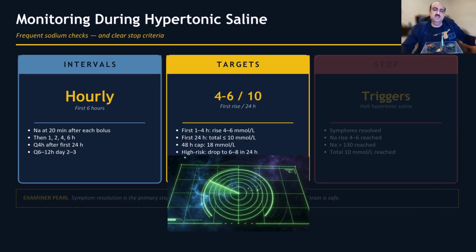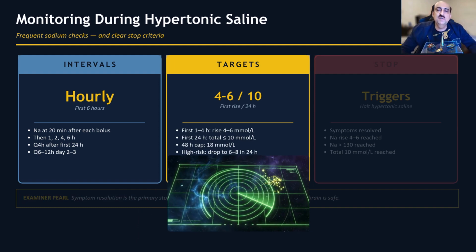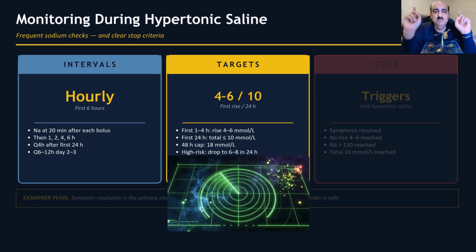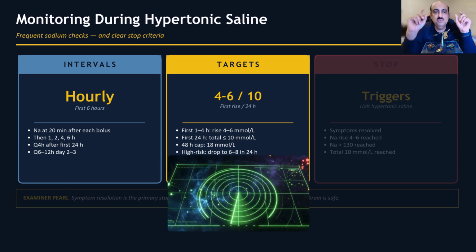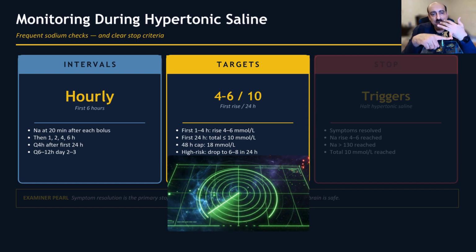Targets, remember, the same principles as we have been discussing. First, a rise of 4 to 6 millimoles per liter in the first 1 to 4 hours, hence the frequent monitoring. Number 2, total correction in the first 24 hours should be less than 10 millimoles. And then the 48-hour total cap is 18 millimoles per liter. So whatever you have corrected on day 1, the balance out of 18 you need to correct on day 2. For high-risk patients, the first 24-hour target is 6 to 8.